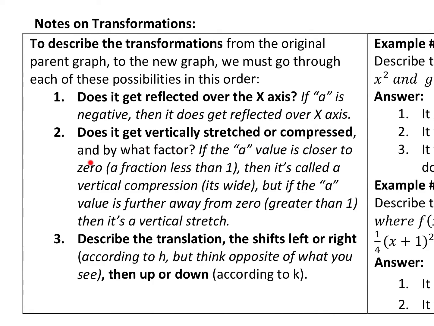If your a value is closer to 0, like a fraction that's less than 1, you call that a vertical compression. It makes it wider. But if the a value is further away from 0, greater than 1, like the a value of 2 or 3, then it's called a vertical stretch.